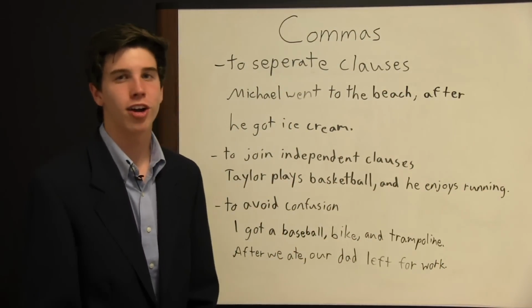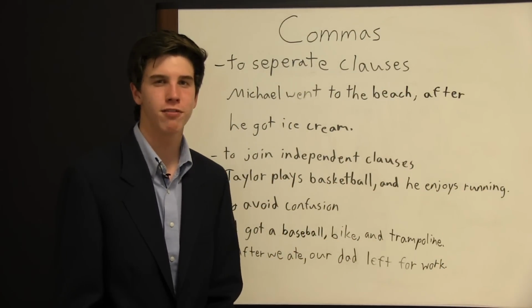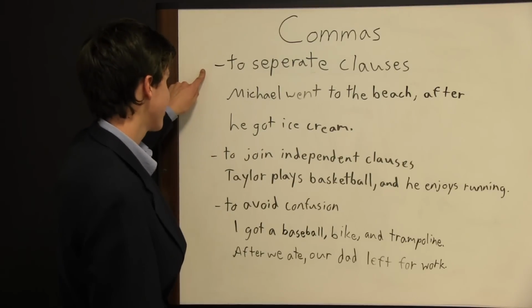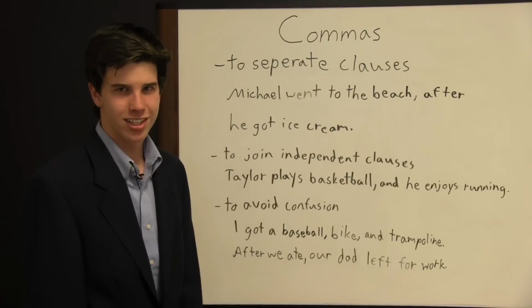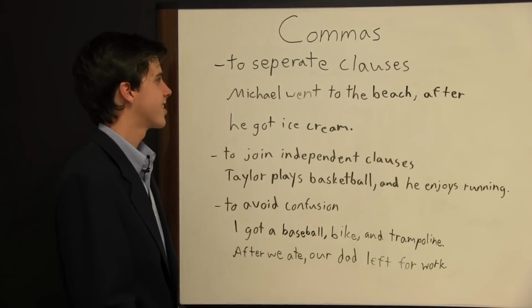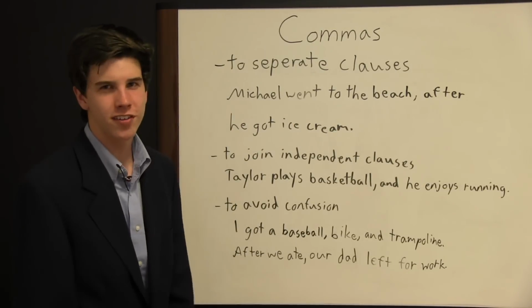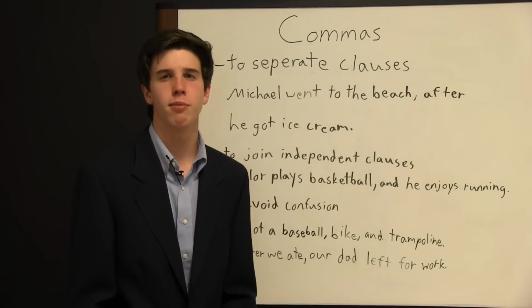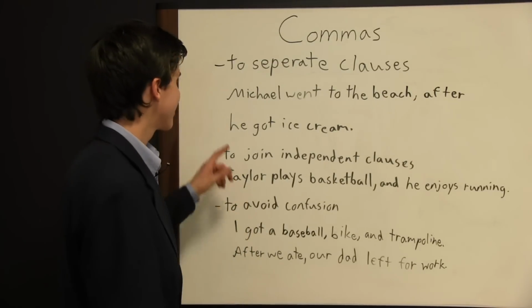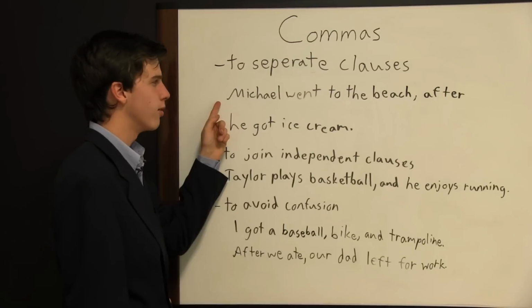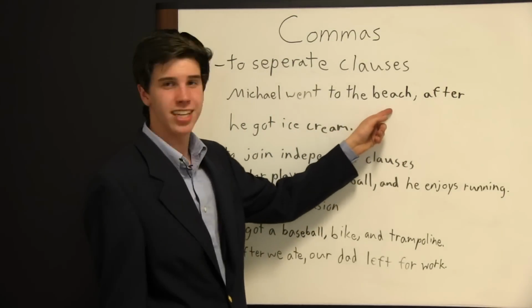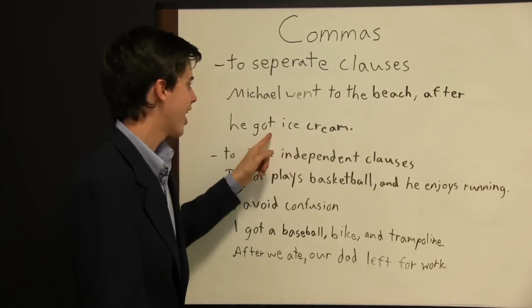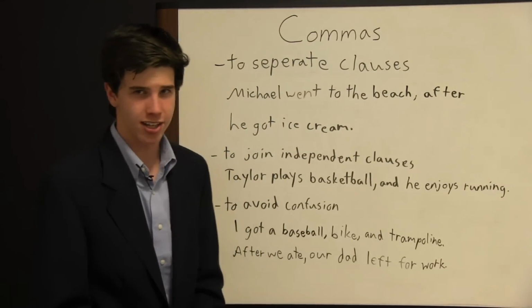Today we're going to talk about commas. Now commas have three main functions: to separate clauses, to join independent clauses, and to avoid confusion. So let's take a look at the first use, to separate clauses. This is when you need to separate a dependent clause from an independent clause, as is the case with this sentence. Michael went to the beach after he got ice cream. Michael went to the beach is the independent clause, and after he got ice cream is the dependent clause.